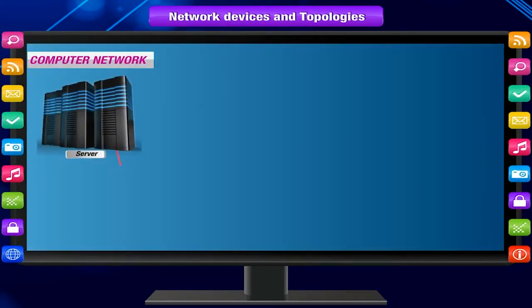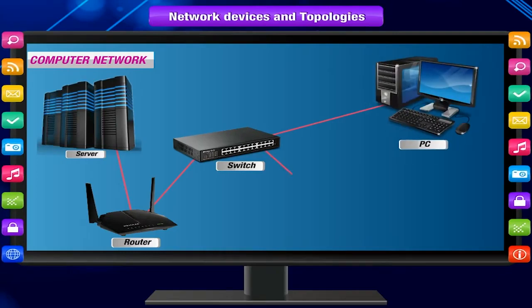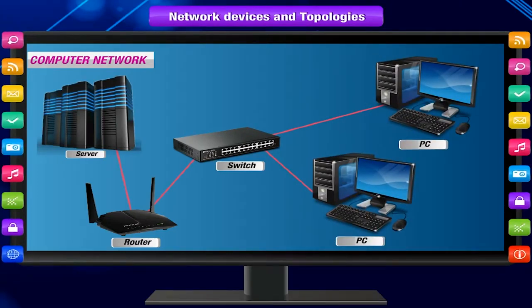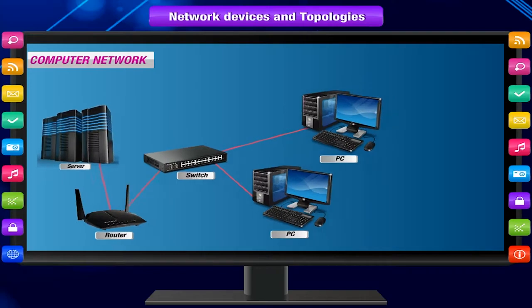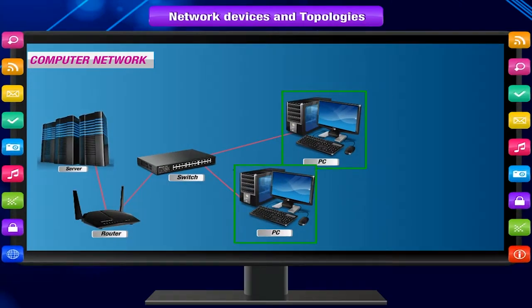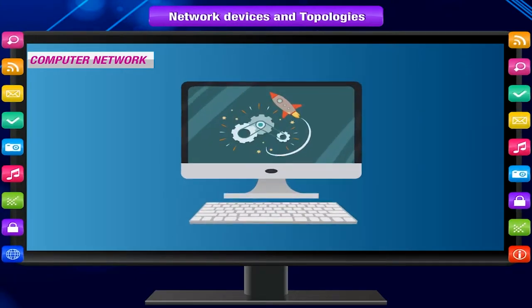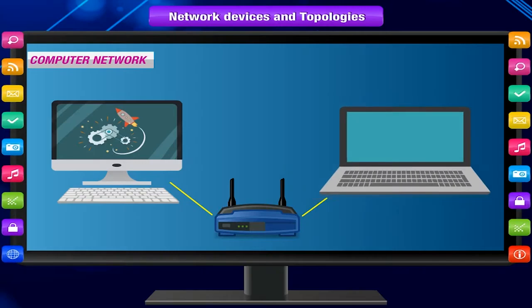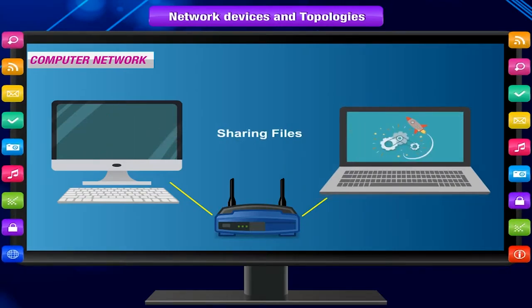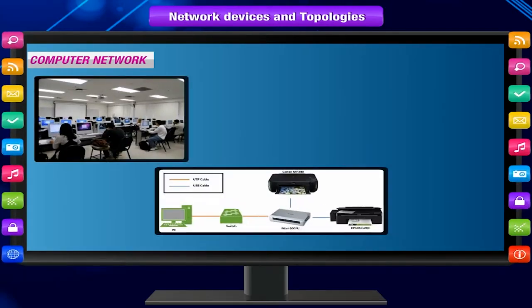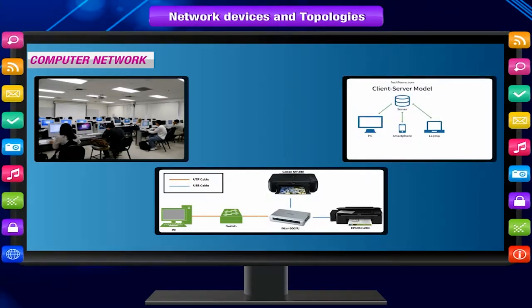Computer network. A computer network is a group of two or more computers connected to each other electronically. Computers on a network are called nodes. A network is a multi-purpose connection which allows a single computer to do more. Connected computers can share resources like access to the internet, printers, file servers, and others.